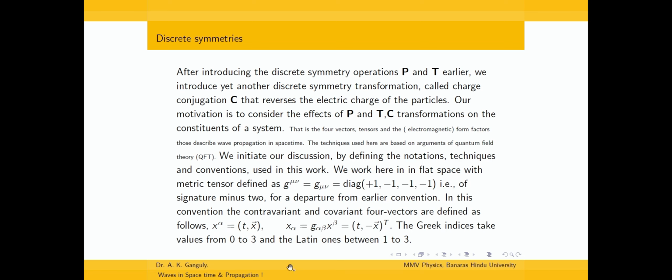So, now what happens? There are unitary transformation matrices called U of P and U of T to define the parity transformation and time reversal transformation, and their action on a quantity phi of x, when phi is a scalar, is given by phi of P inverse x, and the time reversal transformation on the same object phi of x is given by phi of T inverse x.